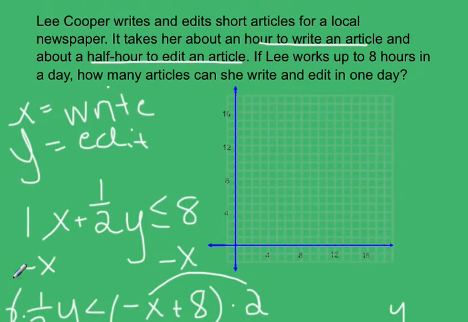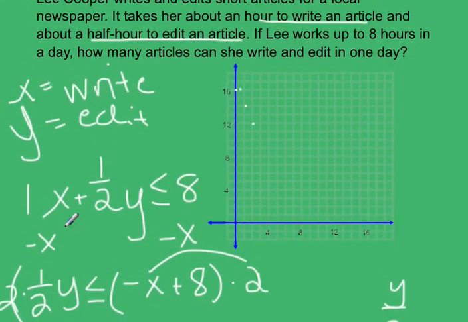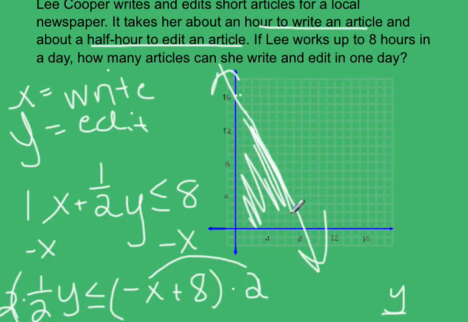So I'm crossing the y-axis at 16, which is right here. Then my slope is -2. Now remember that -2 is the same as -2 over 1. So then I'm going down 2, right 1. Down 2, right 1. And I notice that there's a solid line underneath my inequality symbol. So I'm going to connect this with a solid line. And then I'm going to go ahead and shade underneath there. And each of those represents a solution of articles that she could write and edit.